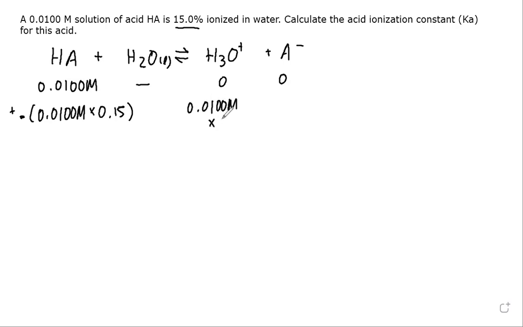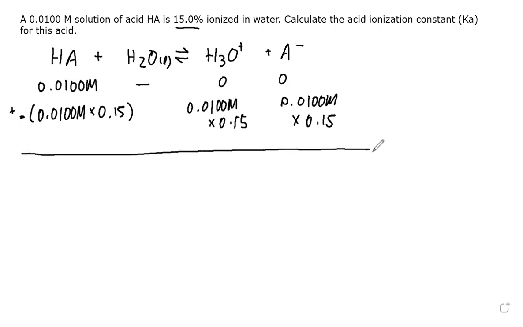And on the product side, we're going to gain 0.0100 molar times 0.15. And here we're going to gain the same thing, 0.0100 molar times 0.15, 15%. And so our final concentrations, when you add each of these, 0.0100 minus, because you're losing this amount of the reactant, will give you the final amount of HA. And then when we add these amounts here, it'll give us the final amount of each product.